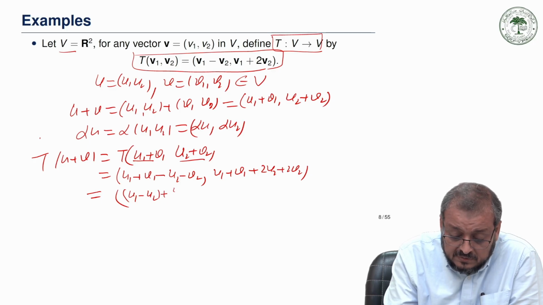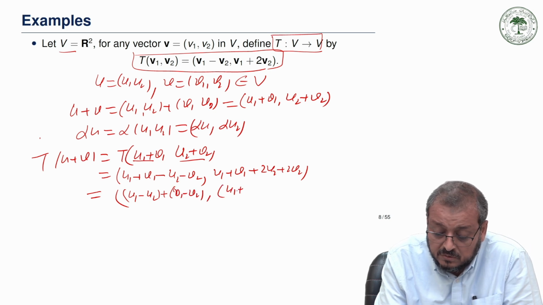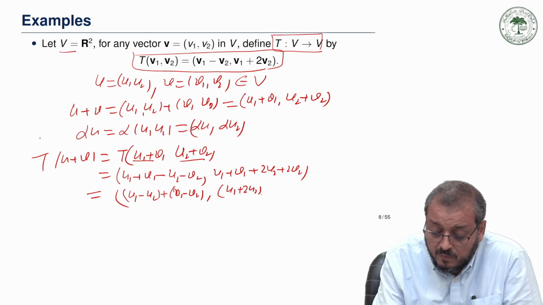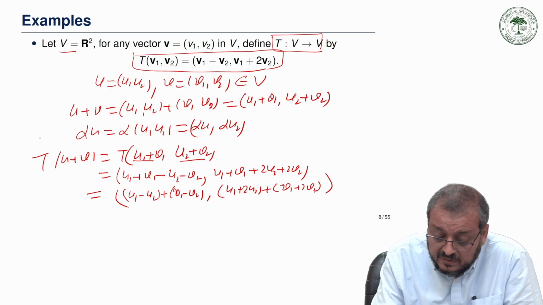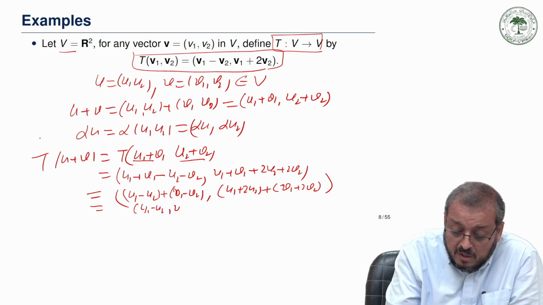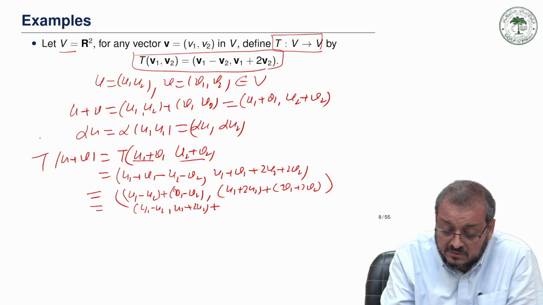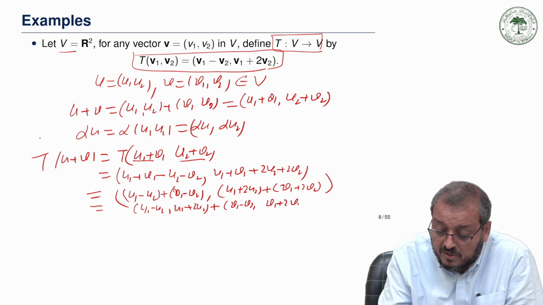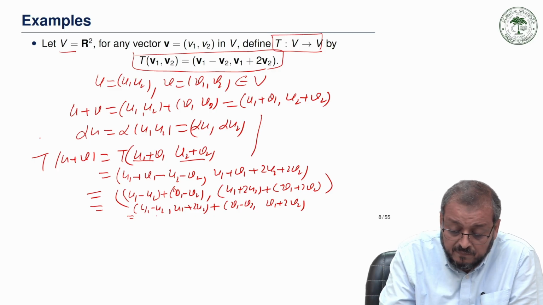Okay, so plus you have V1 minus V2, and also we have to write U1 plus twice U2, and then we have to just say that plus V1 plus twice V2, and then this can be written in this form. And now this can be written in the form of (U1 minus U2, U1 plus twice U2), and then we have to write plus we have (V1 minus V2, V1 plus twice V2).